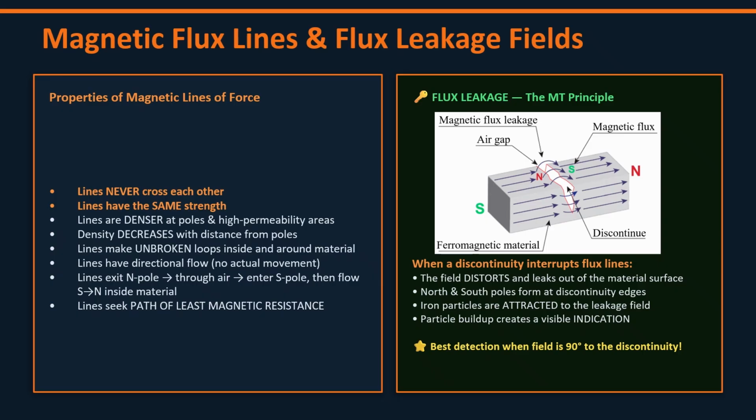If the field is parallel to the discontinuity, leakage can be weak and the indication may disappear. Imagine a long crack running north to south. A north-to-south magnetic field gives poor crossing of the crack. Rotate the field 90 degrees and the field now crosses the crack, increasing the leakage response. This is why two-direction inspection is not just a procedural habit. It follows directly from the physics of flux leakage.